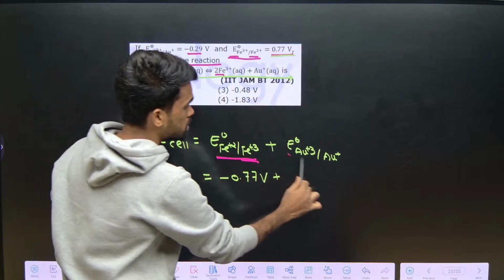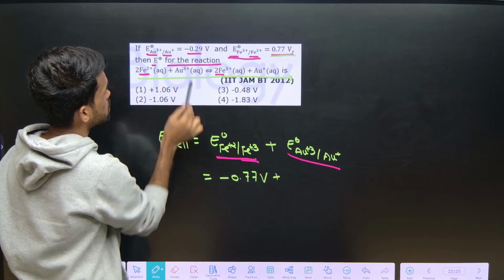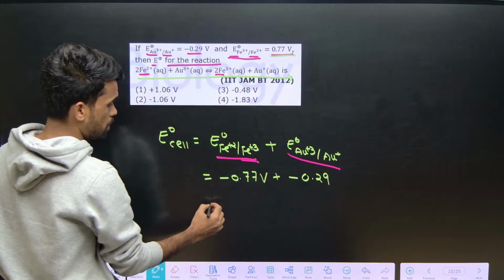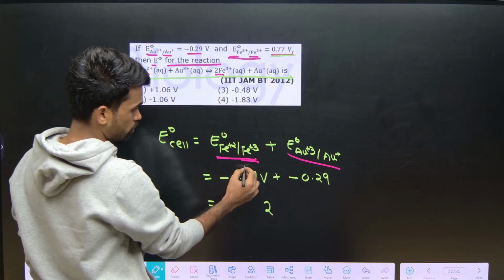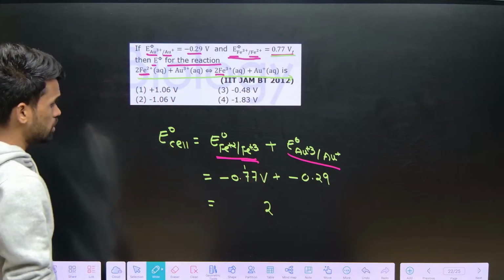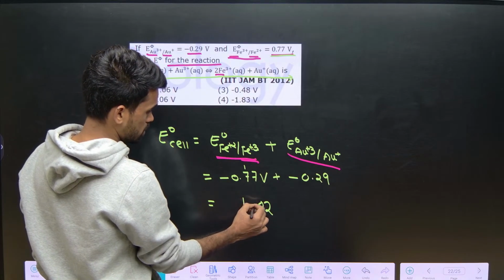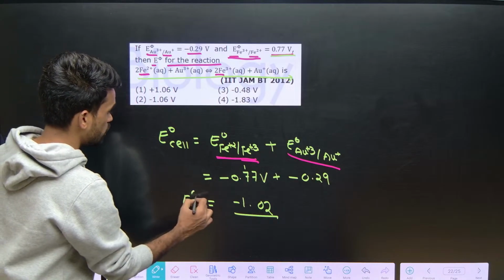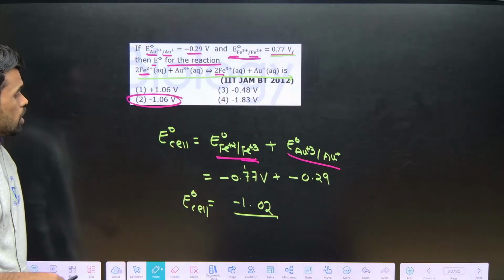Now what about Au plus 3 to Au? How much is this? Minus 0.29, that's it. So now adding these, you can take 12, and here 1. So it will become 1.06 with a negative symbol. So where do we have it? The nearest option is option 2. So that will be our answer for the question.